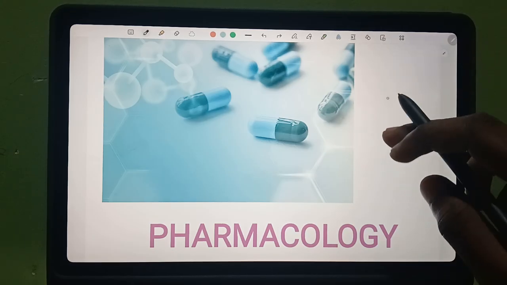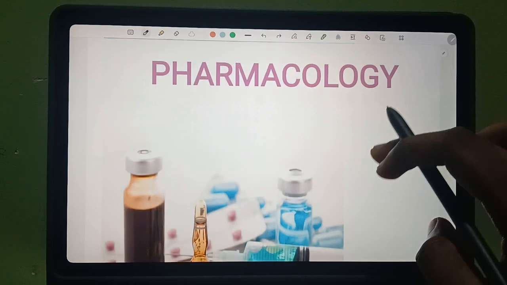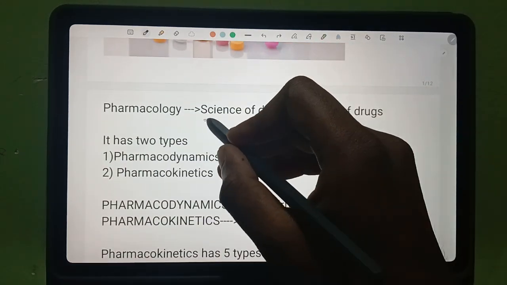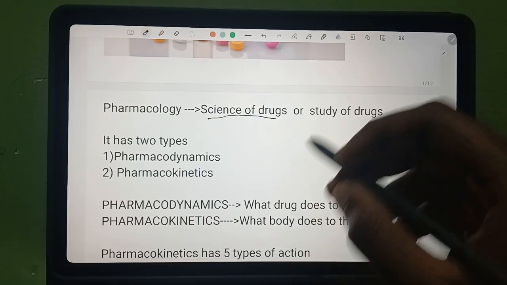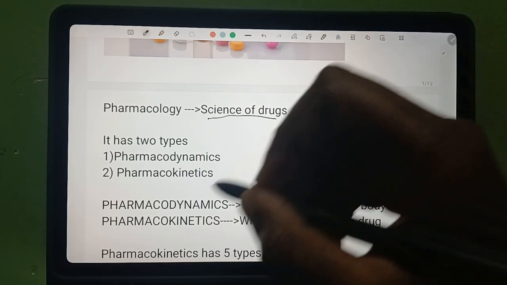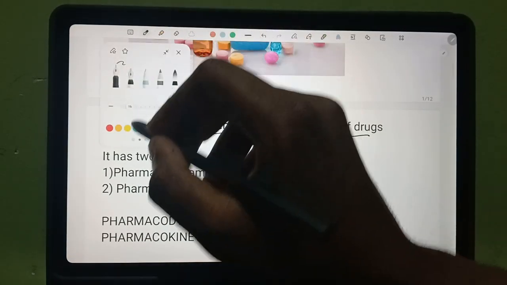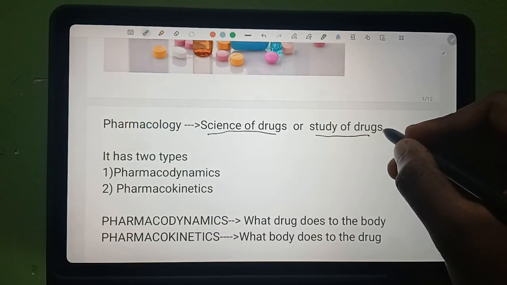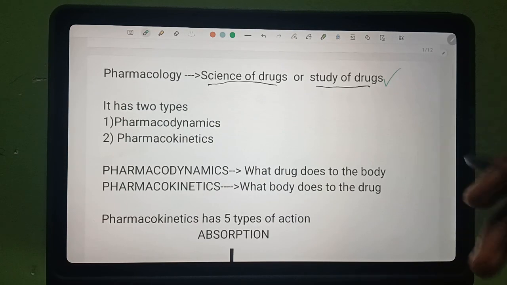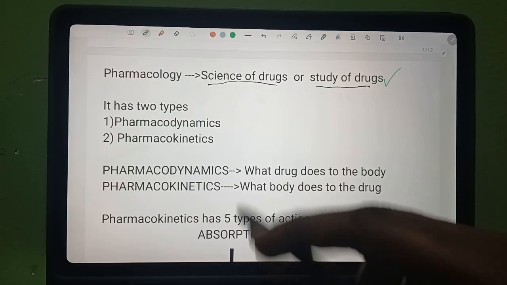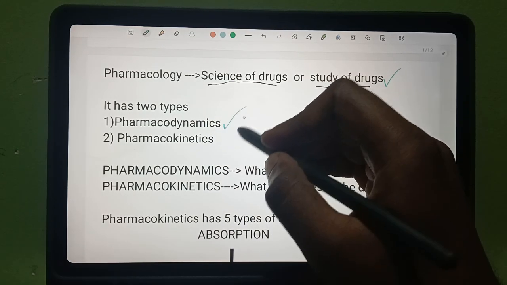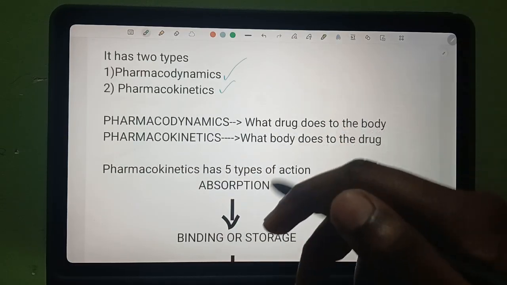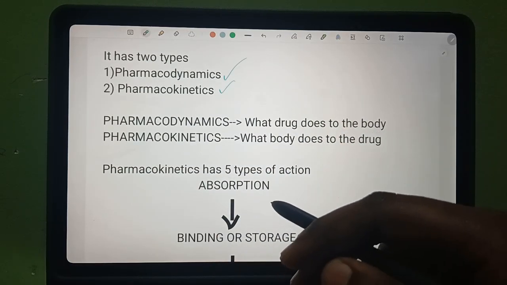First, pharmacology. It is a science of drugs or study of the drugs. In simple terms, we will call it the study of drugs. Pharmacology has two main types, pharmacodynamics and pharmacokinetics. Now we go into pharmacodynamics.